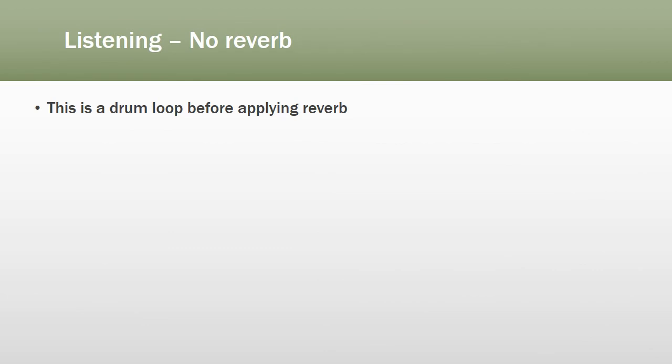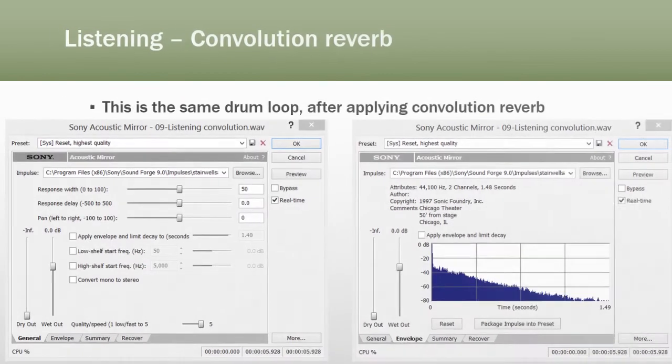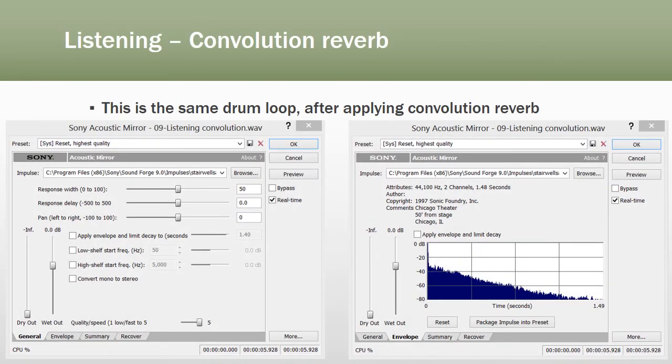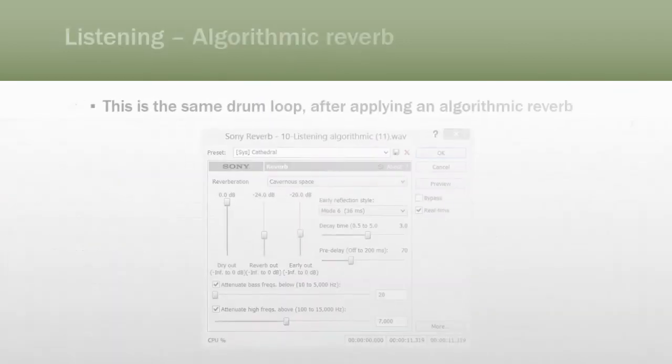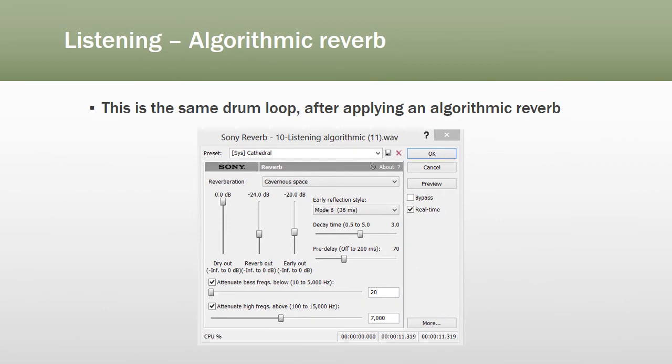We're done with the theory. Let's listen to an example now. This is a sound before applying reverb. This is the recording after applying the convolution reverb. This is a sound after applying an algorithmic reverb.